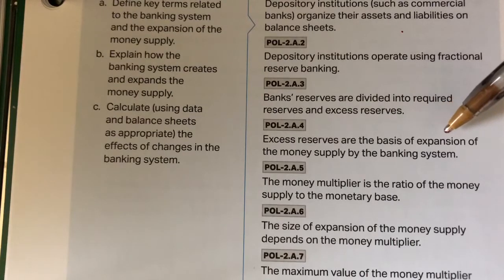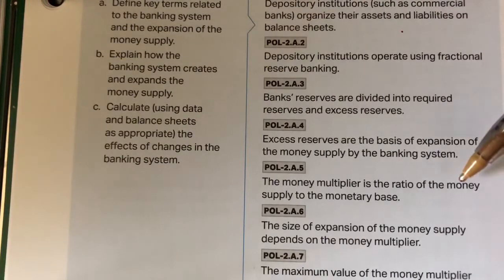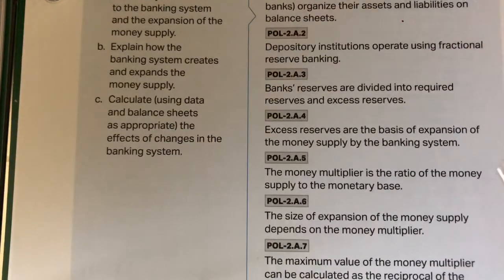Excess reserves are the basis of the expansion of the money supply. They can lend that out, but you still have title to your $100, and the next person they lend to, they just created $90 too. Okay, the money multiplier is 1 over the reserve requirement, so 1 over 0.10 gives me 10. I can figure out that if the excess reserves are 90 times 10, the money supply could increase by $900. The size of the expansion of the money supply really depends on the money multiplier. The higher the money multiplier, the more the expansion. The lower it is, the less the money expansion.